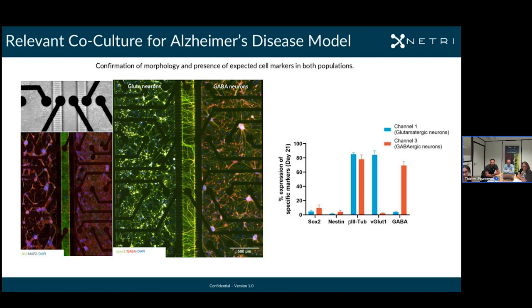What you can see here, for example, on the left-hand side of the device are glutamatergic neurons, and on the right-hand side are GABAergic neurons. On the graph on the right-hand side, you can see the expression of very specific markers at day 21 that confirmed that the differentiation process went well and that we have the population we are targeting in each channel. You can see mainly VGLUT highly expressed in channel 1, on the left-hand side, and GABA quite highly expressed in channel 3, on the right-hand side.